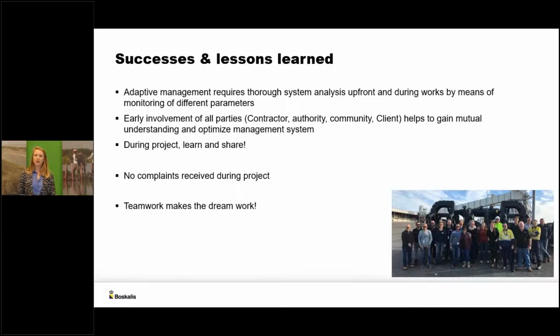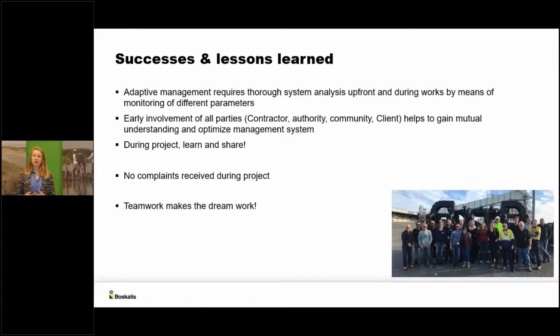So what did we learn from this? We learned that adaptive management really requires a thorough system analysis upfront, but also during the works, and also to be able to adjust your work methods and your framework during the works. We need everyone involved in the system, so both the contractor, the authorities, the communities, and the clients, to all gain a mutual understanding of the system and to optimize the management system.